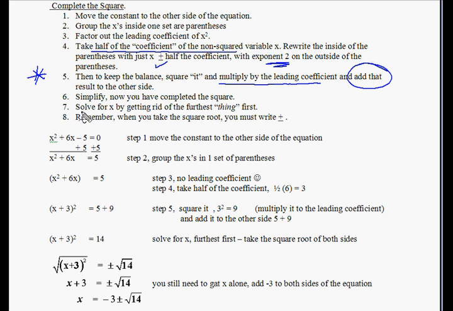But these problems right now want you to solve, so you still need to get x alone by getting rid of the furthest thing first. Remember, when you take the square root, you must write plus or minus. Here's an example. Let me talk you through it.